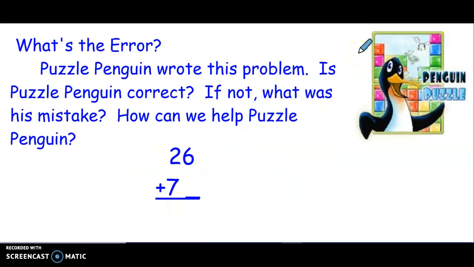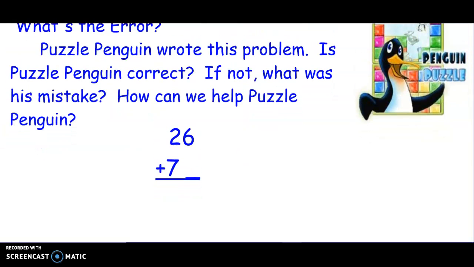Last thing we have for today's lesson, we want to double check in with Puzzle Penguin. He wrote this problem. We have to figure out if he was correct. If he's not right, what happened, and how can we help him? So he has 26 plus 7, and he would end up getting 96, but I think that you might be able to tell me what is wrong with the situation.